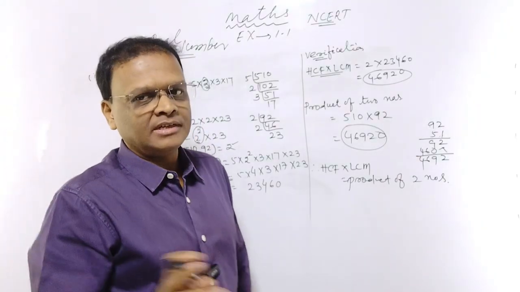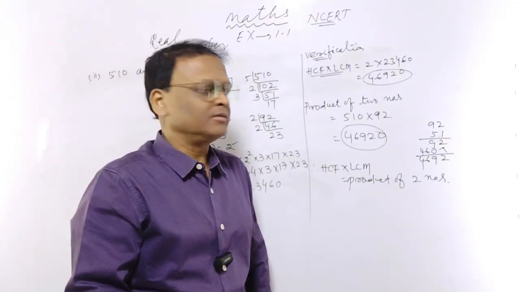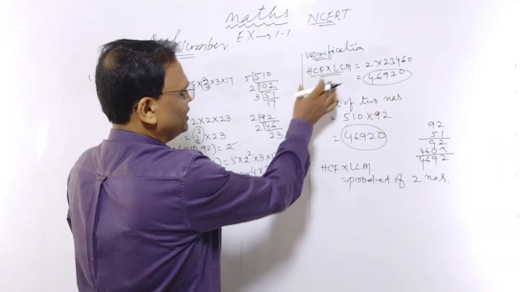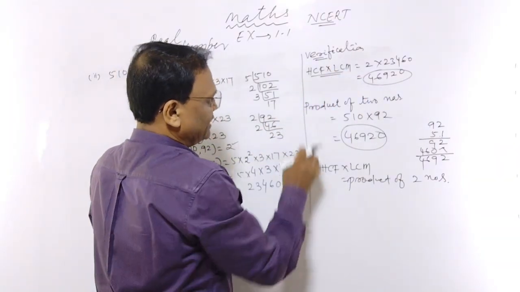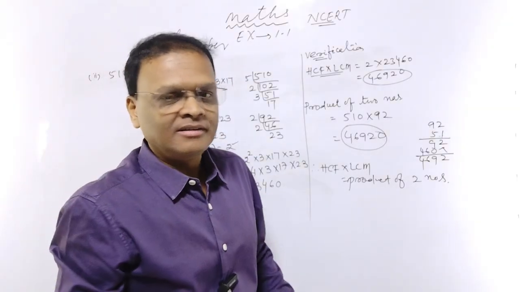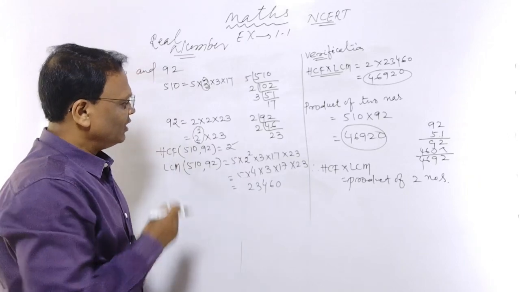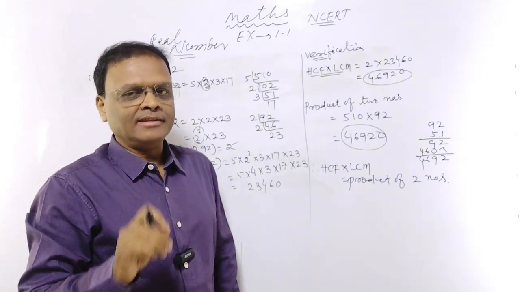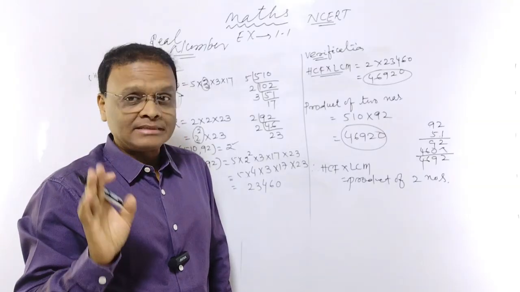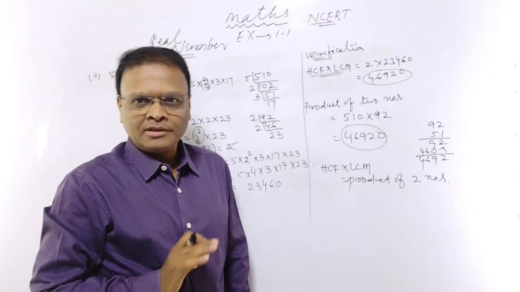First you have to find HCF into LCM. After finding HCF and LCM, then you have to verify. Verify means you have to check that the answers must be equal. Remember, if your HCF into LCM answer and the product of the two numbers are not matching, they are completely different, then you might have done something wrong, either in multiplication or in finding the factors. Somewhere you might have committed some errors, and this is the reason why you are not getting the correct answer. This is the second one.